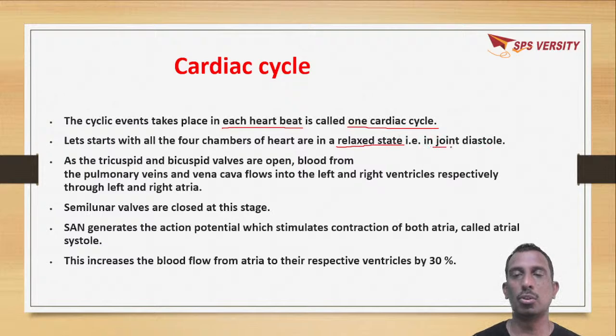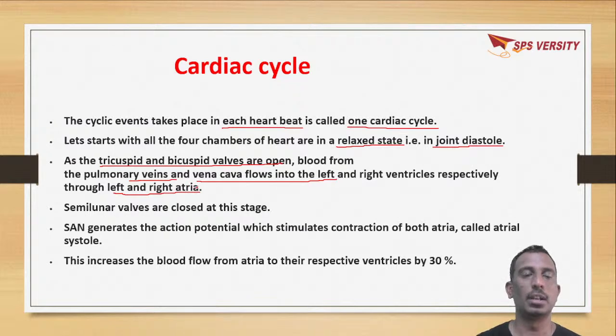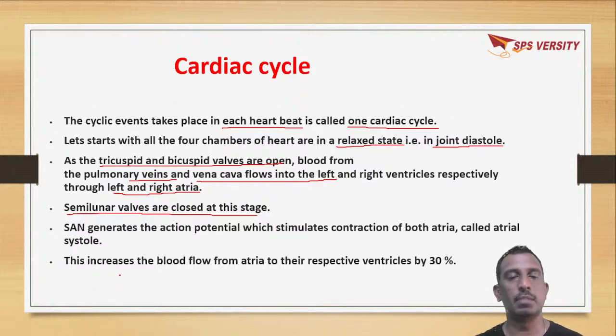In relaxed state, it is called joint diastole, where atria and ventricles are in a relaxed state. During this situation, the tricuspid and bicuspid valves are open. So blood from pulmonary veins and vena cava flows into the atria, and from the atria to the ventricles. That is, blood from the right atrium flows into the right ventricle. Blood from the left atrium goes into the left ventricle. During this time, semilunar valves are closed, but these two are open. So when they are in diastole, the tricuspid and bicuspid valves are open, semilunar valves are closed. As bicuspid and tricuspid valves are open, the blood from atrium will enter into ventricles.